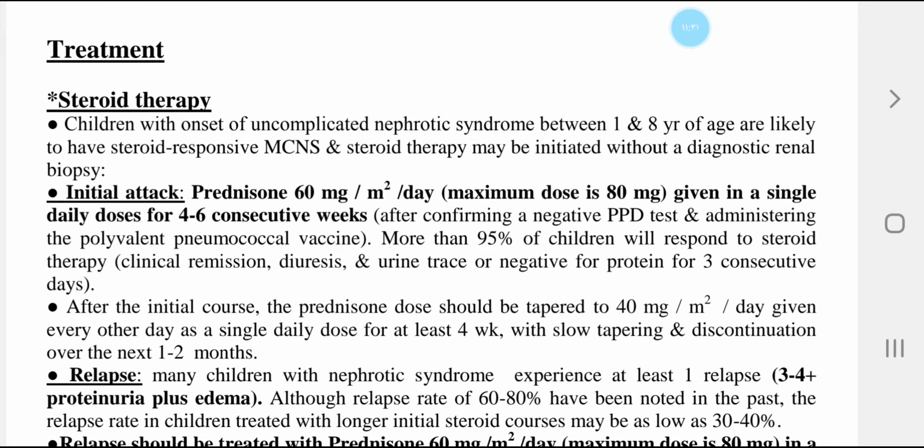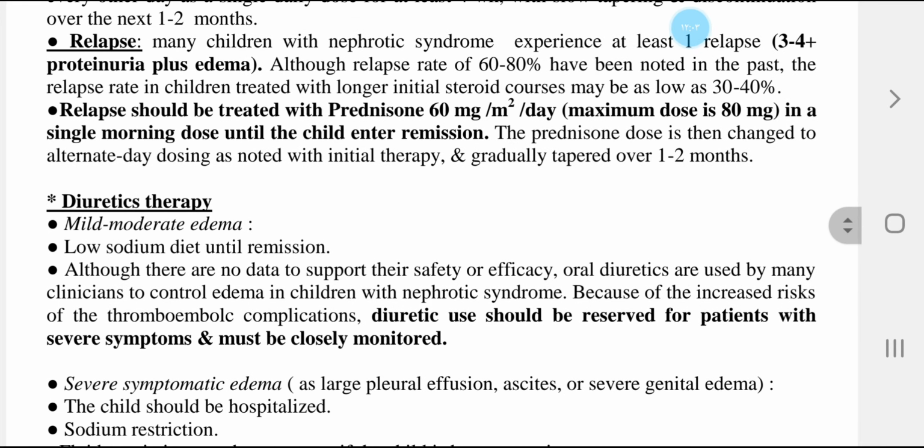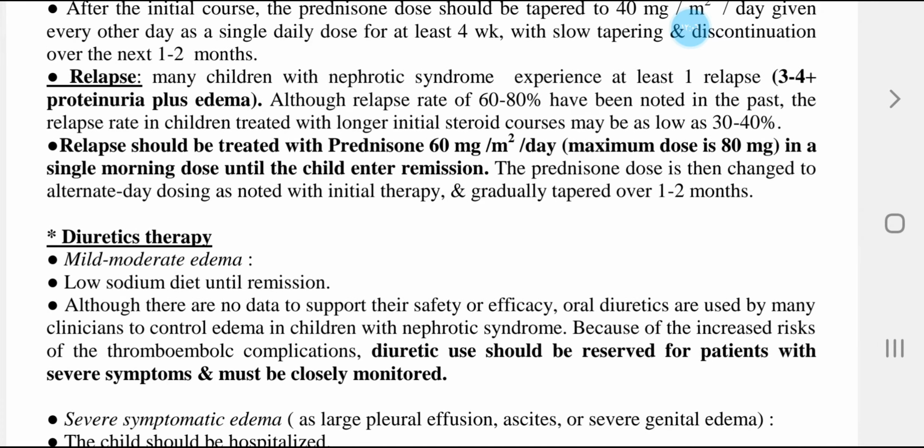More than 95% of children will respond to steroid therapy, which is defined as a clinical remission, diuresis, and urine trace negative for protein for 3 consecutive days. After the initial course, the prednisone dose should be tapered to 40 mg per meter square per day, given every other day as a single daily dose for at least 4 weeks, with slow tapering and discontinuation over the next 1 to 2 months.